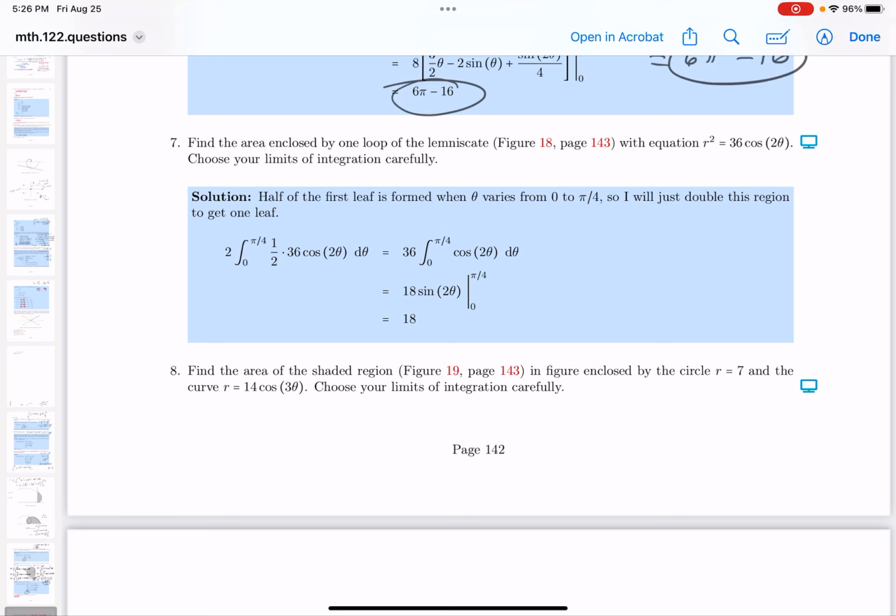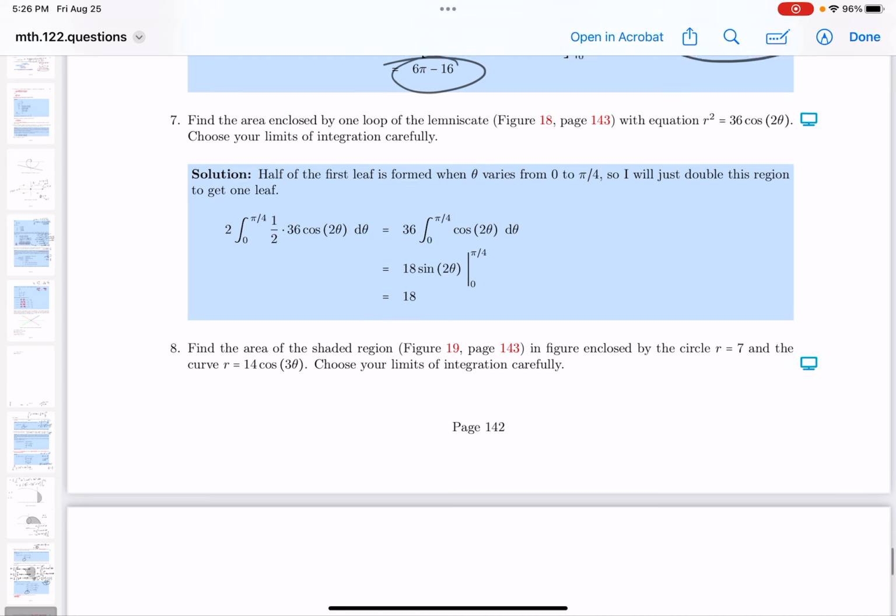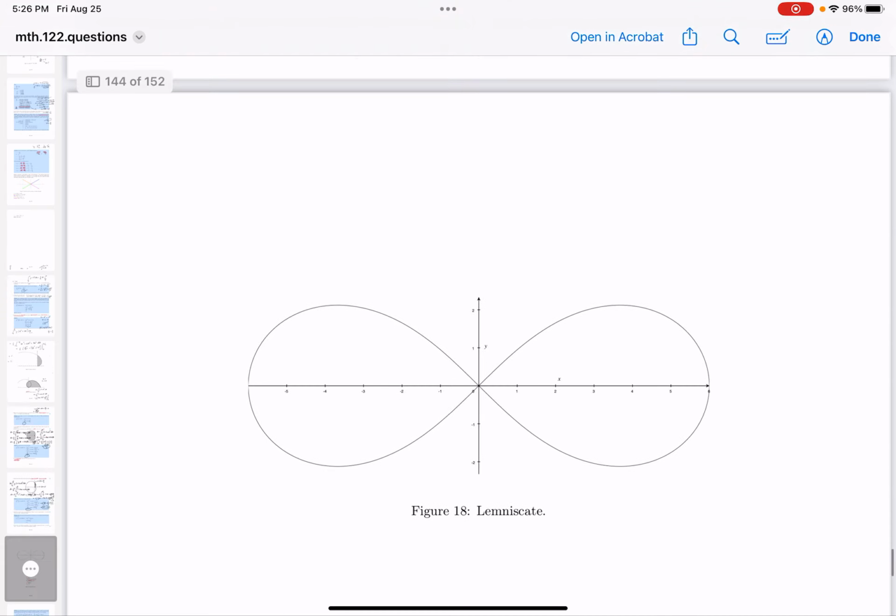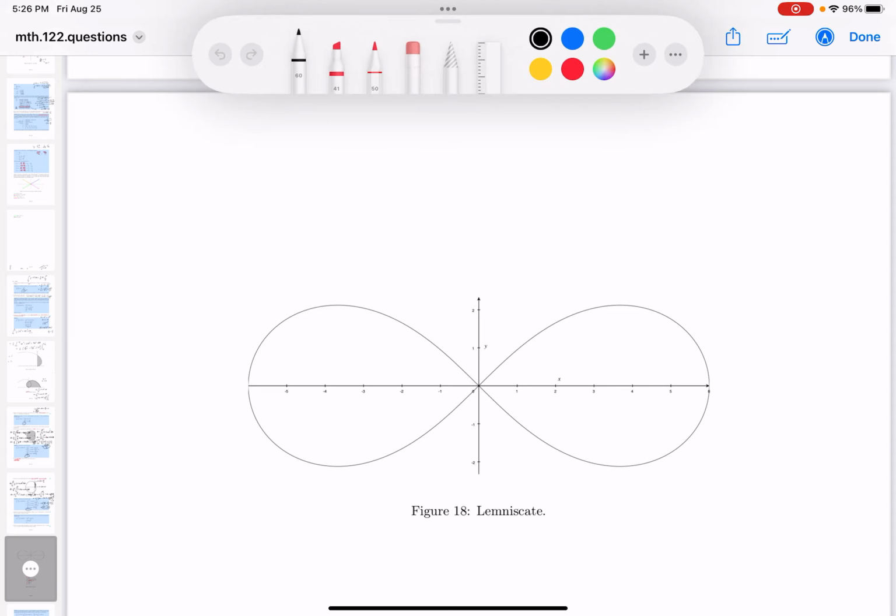Okay, for number 7, it says, find the area of one of the loops. So they give me a picture. This is the picture over here. And let me get my highlighter out and indicate what one loop would look like. Well, it's all that, and it's all that. Right, so that's one leaf or loop of this problem.